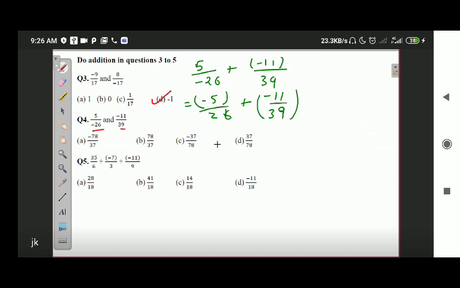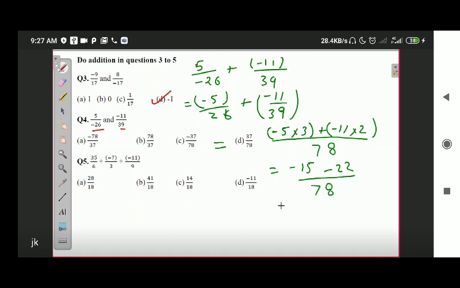Okay, so on solving it you will have to take the LCM. The LCM is going to be 78. Okay, the LCM is going to be 78 and 26 3s are 78, so minus 5 into 3 plus minus 11 into 2, since 39 2s are 78, so this will be minus 15 minus 22 upon 78. So the final answer is minus 37 upon 78. So this is the C option. C option is the correct one. Okay.